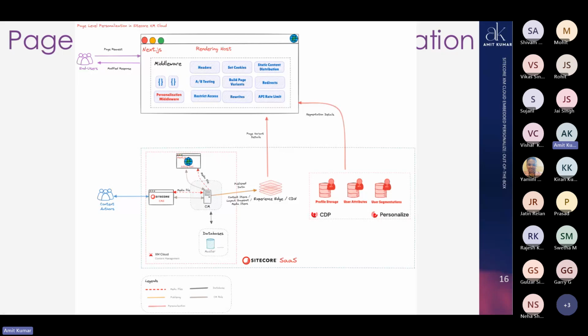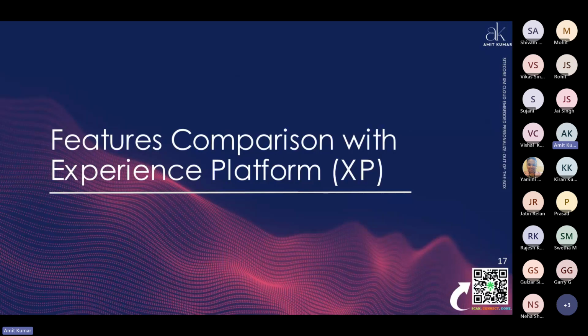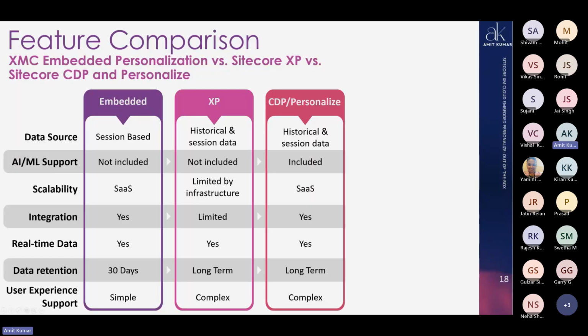Okay, fine. So now, feature comparison with Experience Platform. Here is a high-level feature comparison of embedded personalization, XP, CDP and Personalize. Data source: as I was telling, embedded is session-based, which means on the basis of the current user session plus 30 days of historical data. In XP, you can utilize both historical and session data. CDP is nothing but a data lake, where you can store a large number of data sets for a particular user.